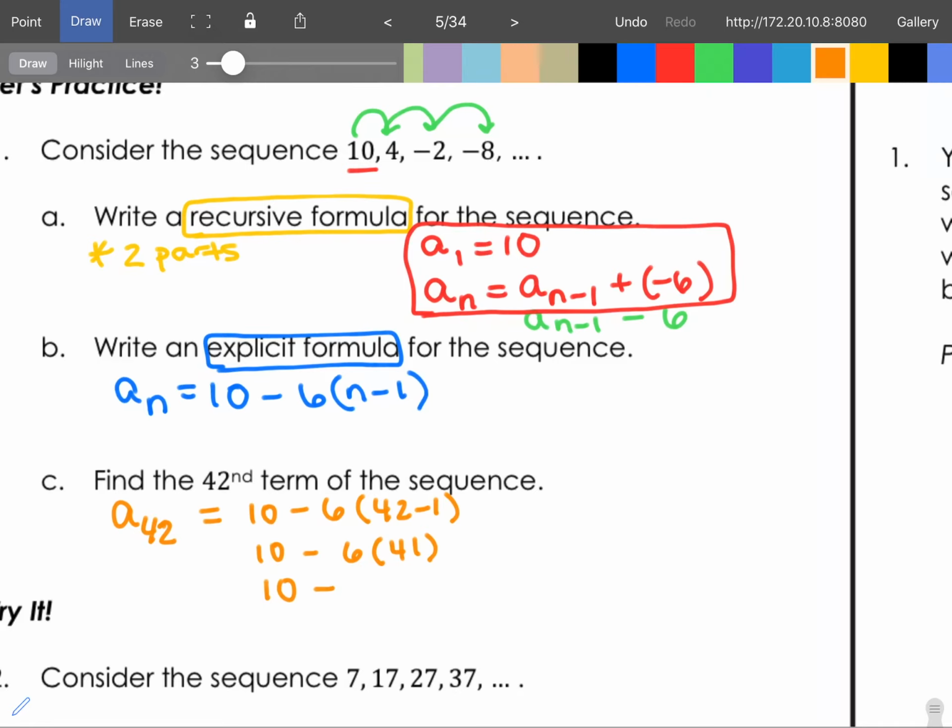10, and then that's going to be minus, that ends up being 246. And when you subtract that, you get negative 236. And so you can say a sub 42 equals negative 236. What that means is if you had subtracted 6 until you got to the 42nd term, it would be negative 236.